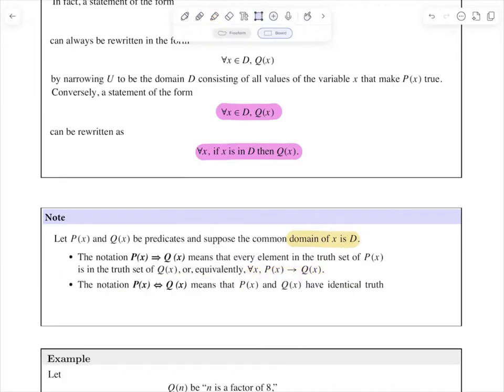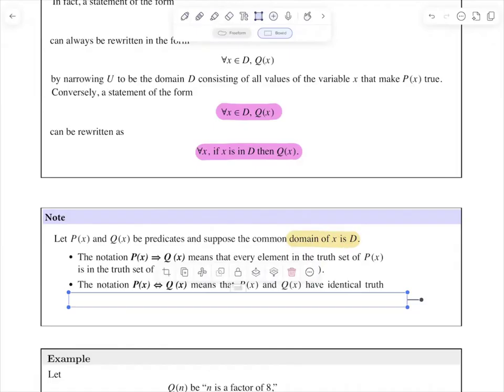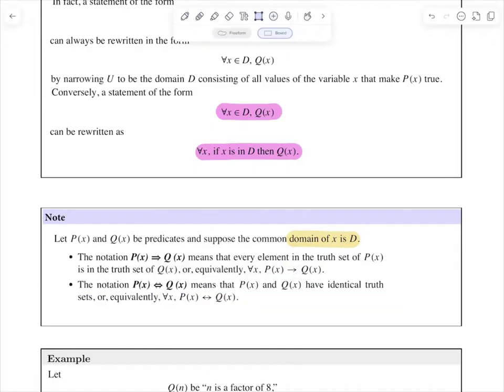The notation Px if and only if Qx means that Px and Qx have identical truth sets, or equivalently, for every x, Px if and only if Qx. Very well. Let's go over one example so we feel a little bit more comfortable about what's happening here.